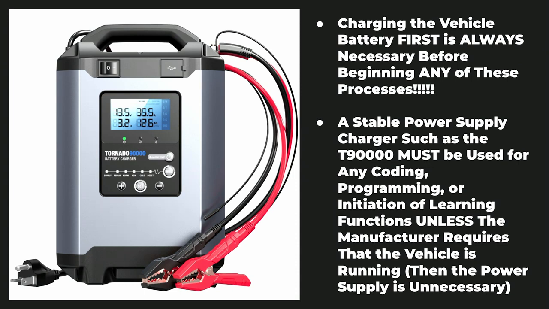Now, why does this matter? If the voltage happens to change rapidly during a programming, coding, or learning event, it is possible that you can corrupt the software inside the control module to the point where it will have to be replaced. So we do not want to do that because, of course, control modules are sometimes expensive, sometimes they're not available anymore. So we definitely want to make sure we're taking all precautionary measures before we do any coding, programming, or learning. So it's really important that we keep that in mind.